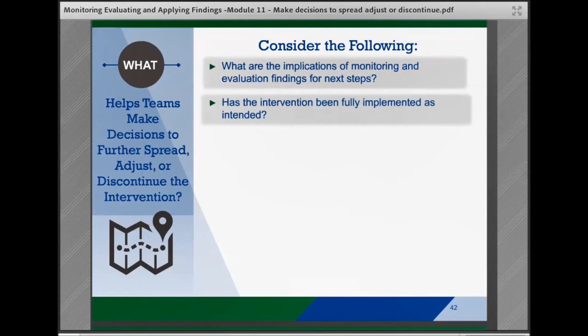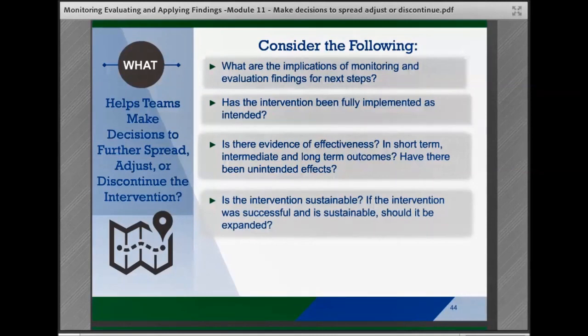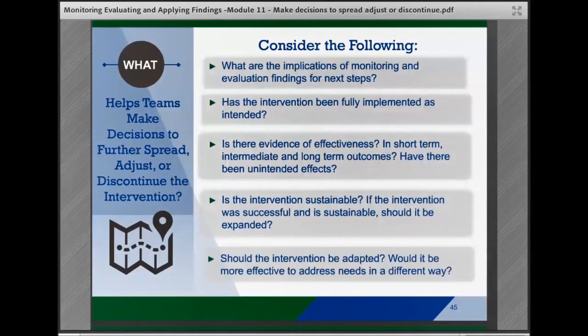Has the intervention been fully implemented as intended? Is there evidence of effectiveness? Is there evidence of progress towards short-term, intermediate outcomes, or long-term outcomes? Have there been any unintended side effects or harm? Is the intervention sustainable? If the intervention was successful and is sustainable, should it be expanded? Should the intervention be adapted? Would it be more effective to address needs in a different way? Answering these questions together as a team can help to make decisions about the next steps for an intervention and whether to spread, adjust, or discontinue it.